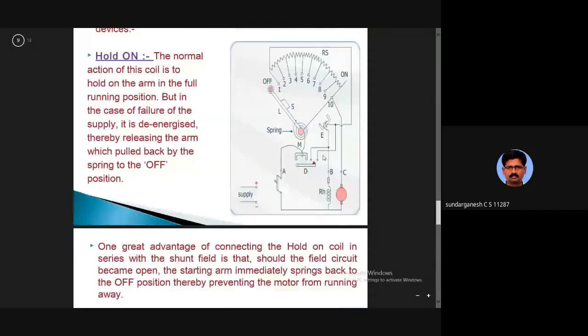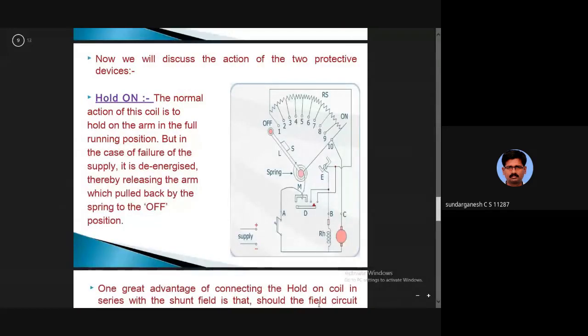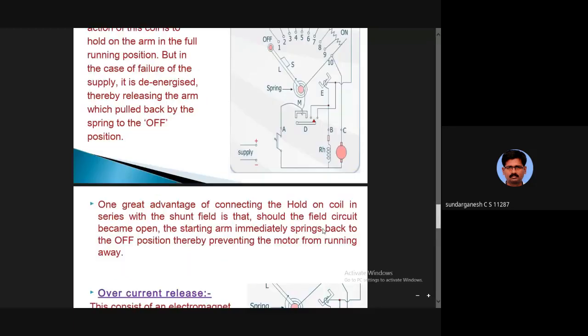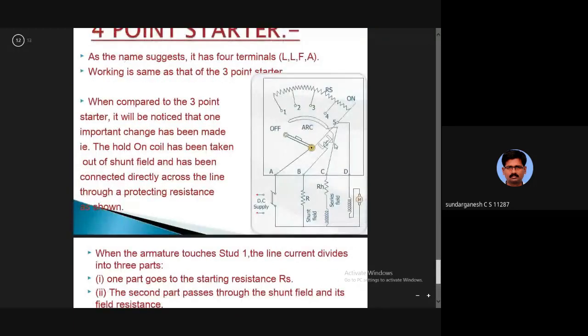In the last starter, the 3-point starter, for example, if I am doing some speed control method, the current will change. If the current changes, the electromagnet current also changes, so it will affect the hold-on coil. But in this case, the hold-on coil is separated and connected to a separate resistance R. So we call it a protective device. It is connected separately.